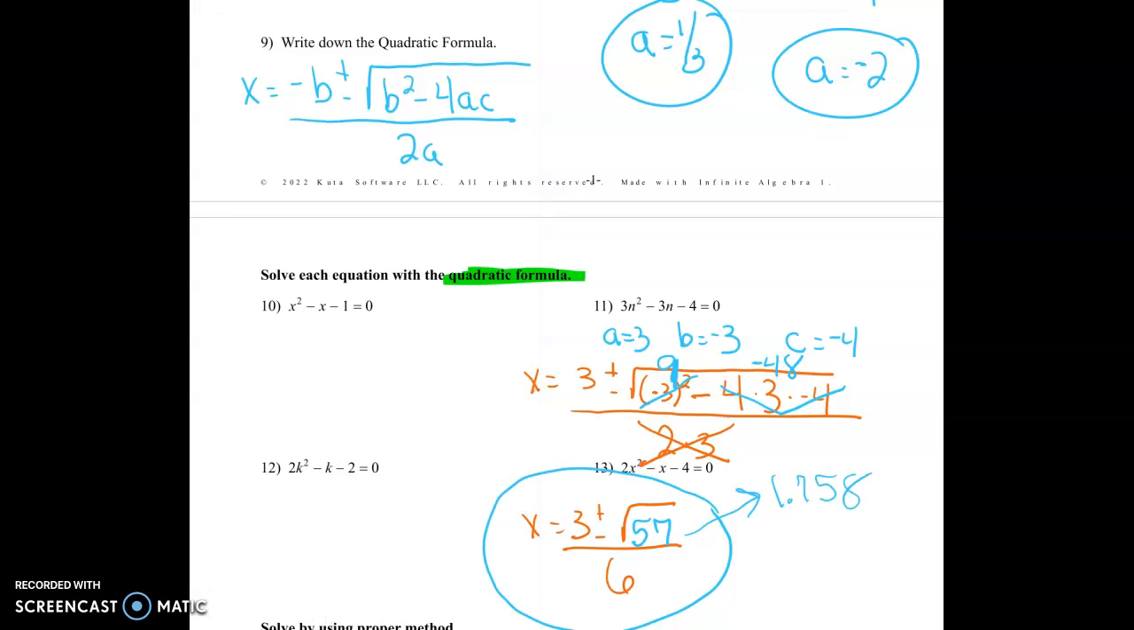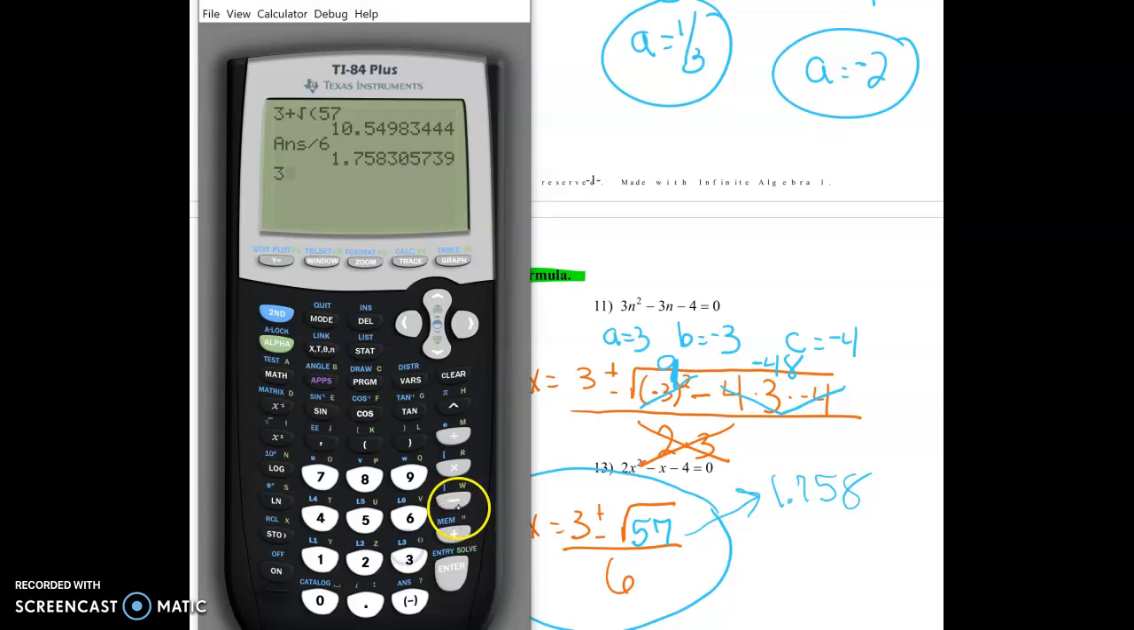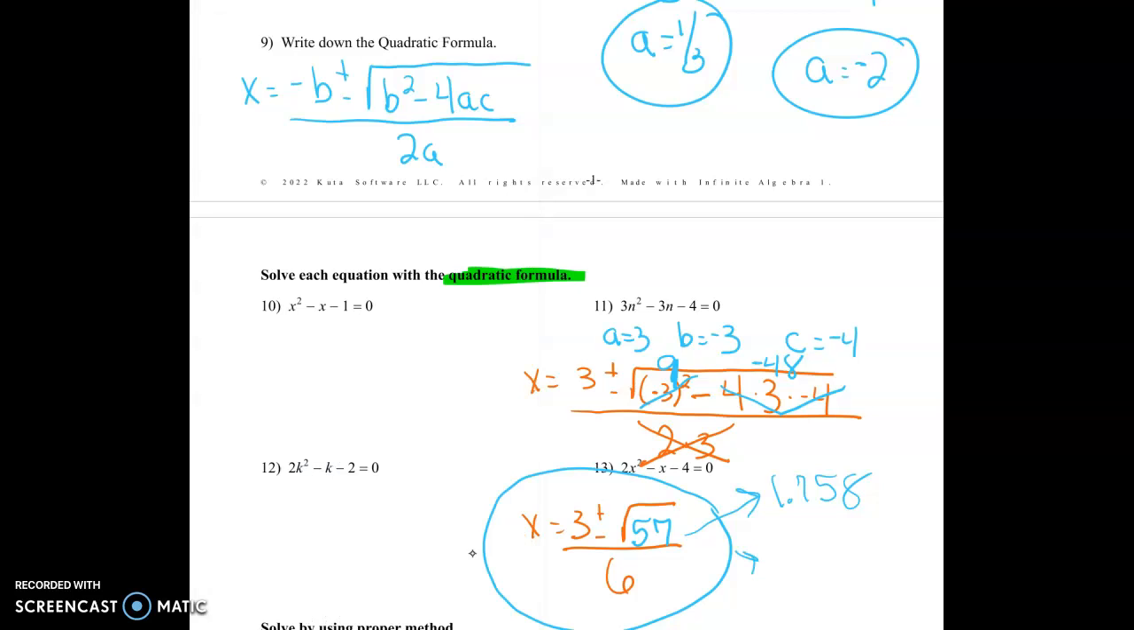And then I'll do it again, but this time I'll do 3 and subtract the square root of 57. Oh, that's not what I want. Hit enter and then divide by 6, and I'll get my other decimal, so a -0.758. So go for those decimals as well. That's always great practice.